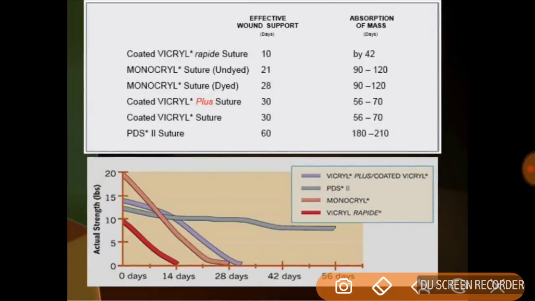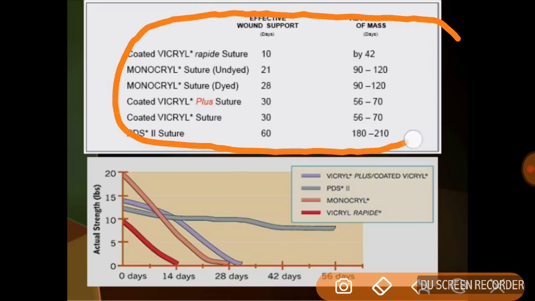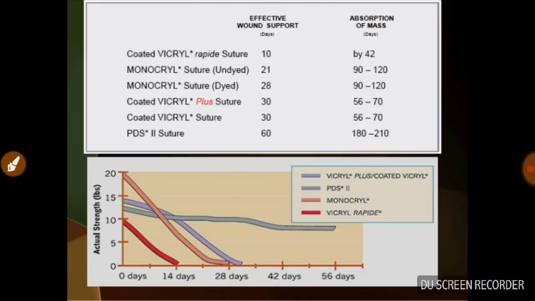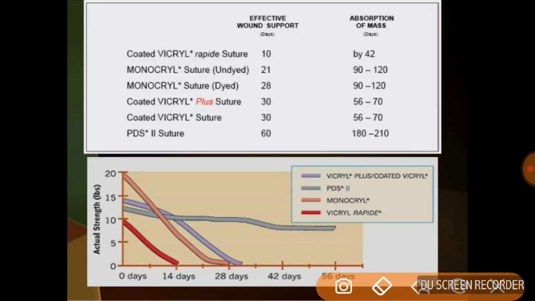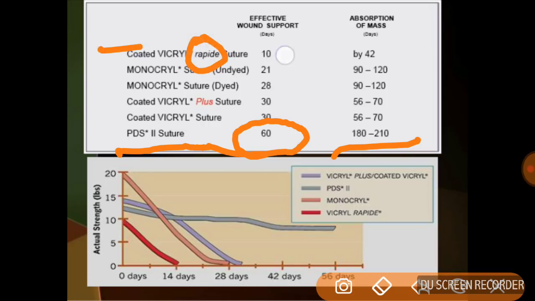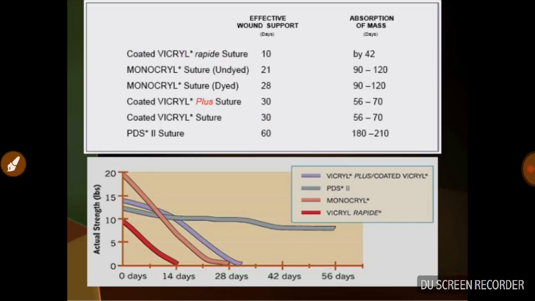So this was the chart I was mentioning for you all to note down. It mentions the effective wound support in terms of days and absorption of mass. So PDS II sutures have maximum effective wound support of 60 days and absorption of mass by 180 to 210 days, while coated Vicryl Rapide suture, as rapide is in the name, has the least effective wound support and absorption by 42 days. So you can note them down or click a picture or screenshot of it.